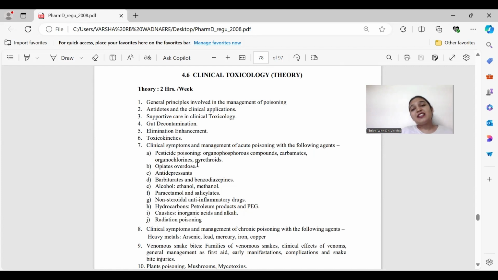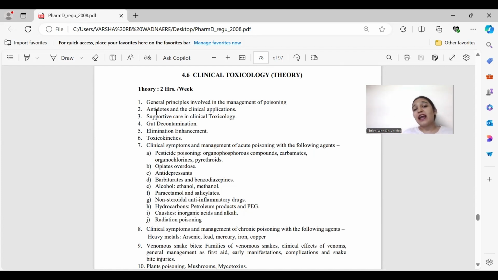That's why, on a day-to-day basis in the healthcare field, you will experience situations where there will be toxicology cases where you have to deal with toxicity. During that time, this subject will help you. That is, the general principles involved in the management of poisoning. There are cases of different poisoning. So how will you manage that? What are the principles behind those poisonings?